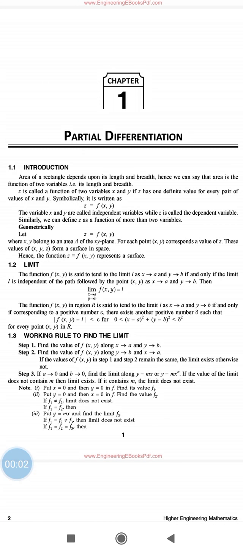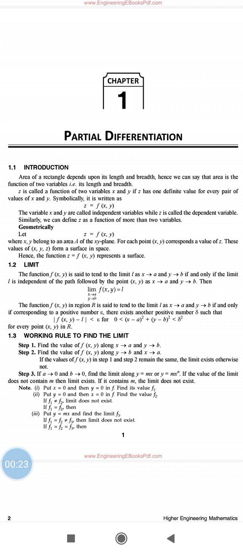Hello friends, we deal with partial differentiation. Okay, area of a rectangle. You have studied about the area of a rectangle, right? Area of a rectangle depends upon length and breadth. That is, area as a function of two variables, its length and breadth.